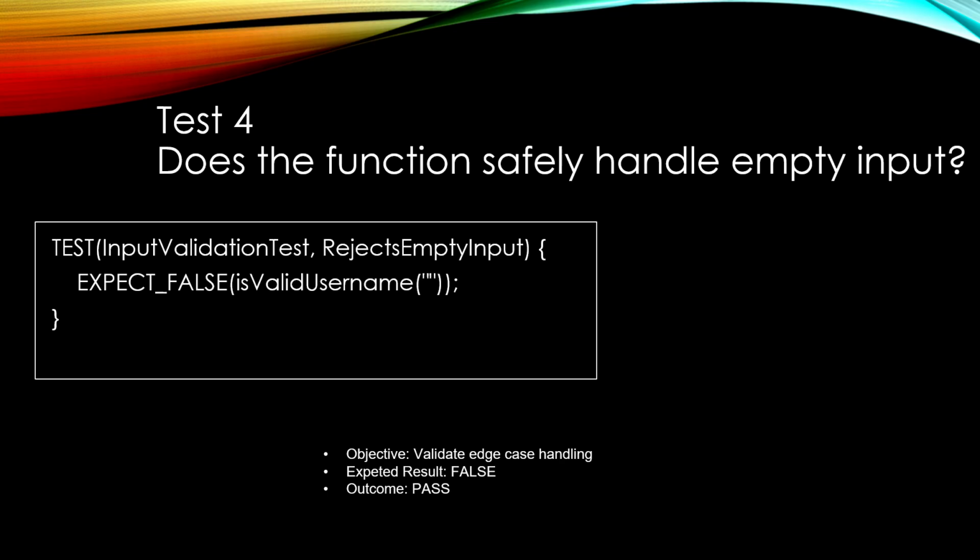And the final test checks how the function handles empty input. An empty string might seem harmless, but accepting blank input can cause unintended behavior, especially in authentication or account-related logic. The expectation here is that the function returns false and rejects the empty value. Since the test passed, it confirms that the function follows a secure default by denying invalid or incomplete input. Testing edge cases like this is important because many vulnerabilities happen at boundary conditions, not just obvious attack attempts.